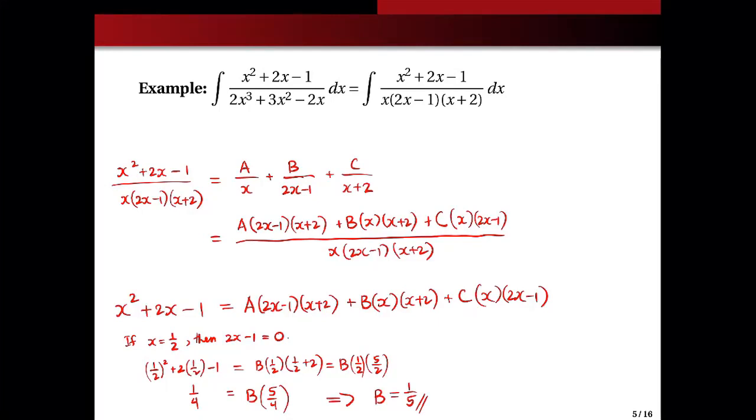What about for A and for C? We do the same thing. We think of a number for which the B will disappear, the A will disappear, and we will get C. Or we think of a number that will make B and C disappear, and we will get A. Same process.